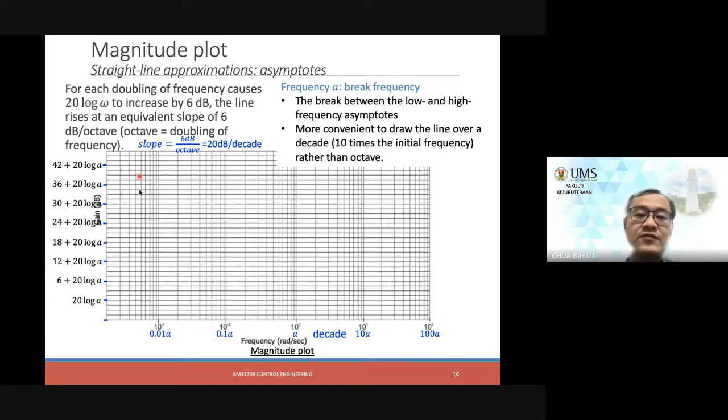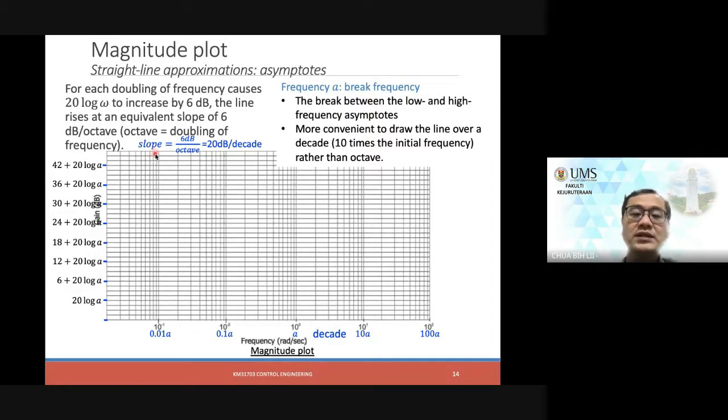So this is fixed. When you start, this is given. What you need is only to mark this side with the relevant magnitude. Always increase by 6 dB. So every doubling of frequency will cause 20 log omega to increase by 6 dB. Therefore, the line will increase by 6 dB per octave. Octave here refers to when the frequency is doubling. Doubling here is when it becomes 2. This is 1, then it becomes 2, double, right? So when the frequency becomes double, it will increase by 6 and so on.